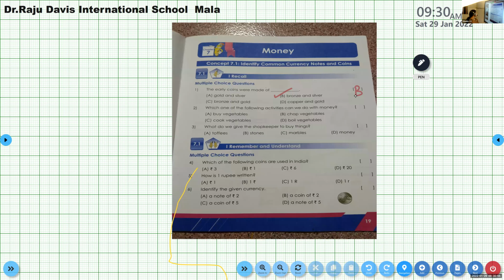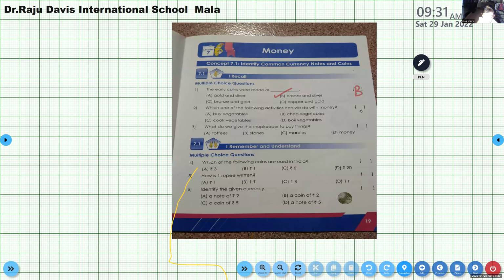Which one of the following activities can we do with money? Please listen. Four activities are given. We have to find out which one we can do with the money. Option A, buy vegetables. Option B, chop vegetables. Option C, cook vegetables. Option D, boil vegetables. So the answer is option A, buy vegetables. You can put a tick mark for option A. Write capital letter A inside the bracket.